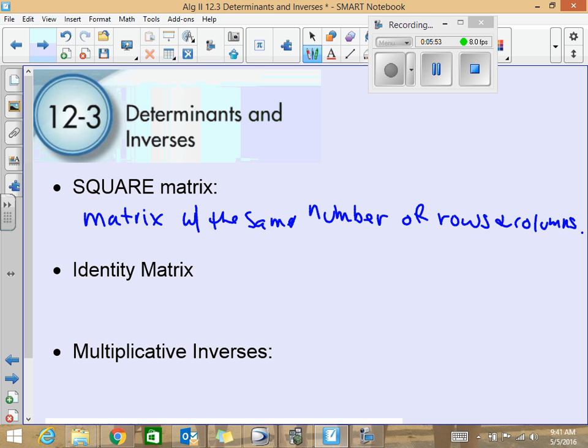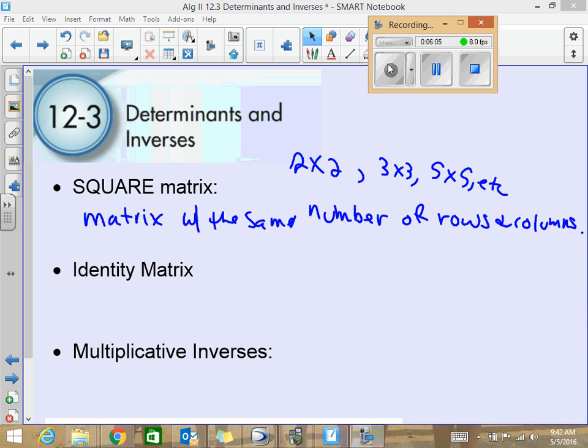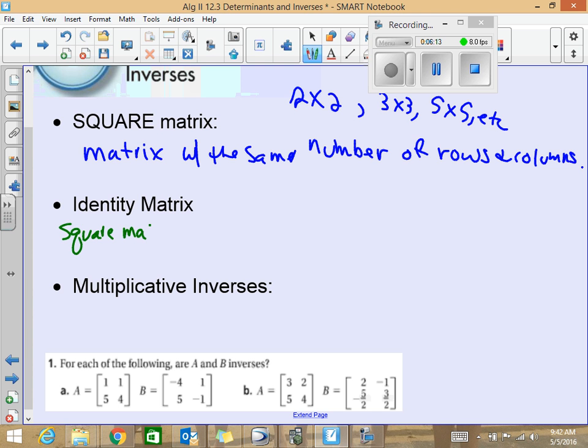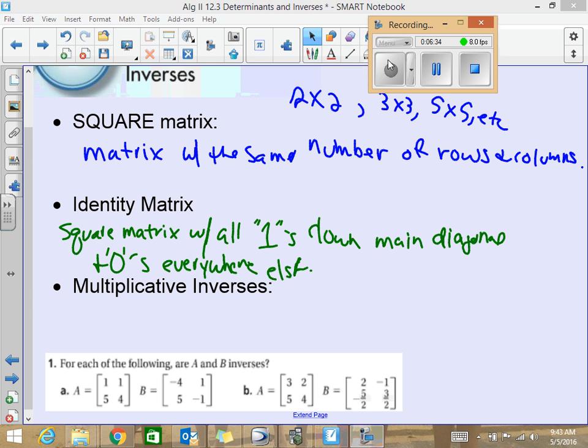So, for instance, a 2 by 2, a 3 by 3, 5 by 5, etc. Okay, so a square matrix has the same number of rows and columns. An identity matrix is a square matrix with all ones down the main diagonal and zeros everywhere else.